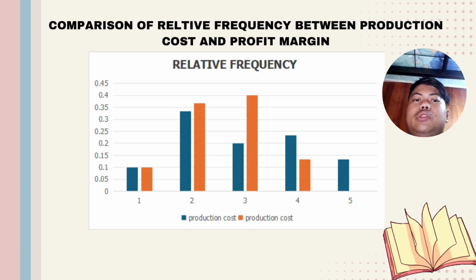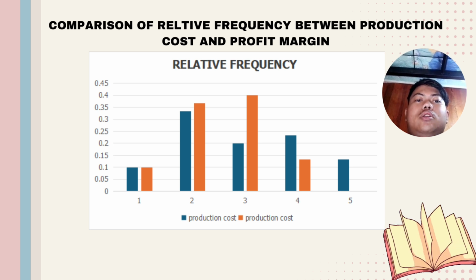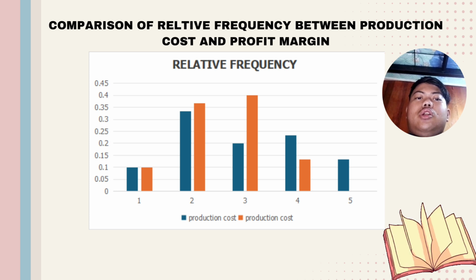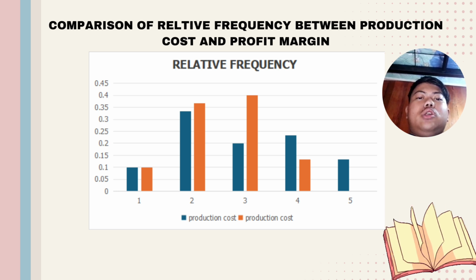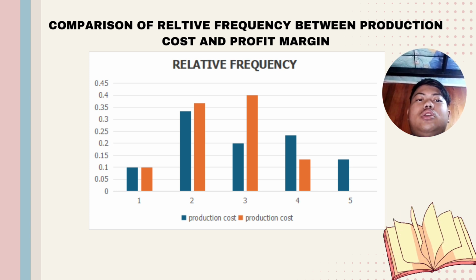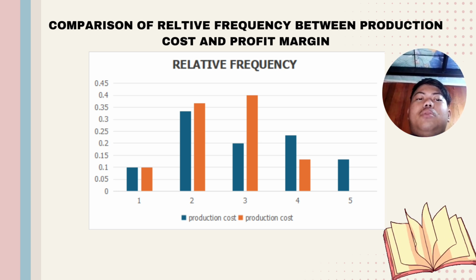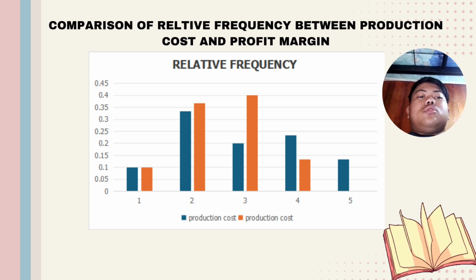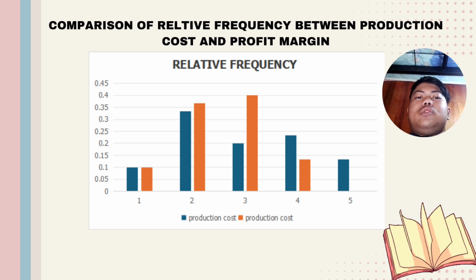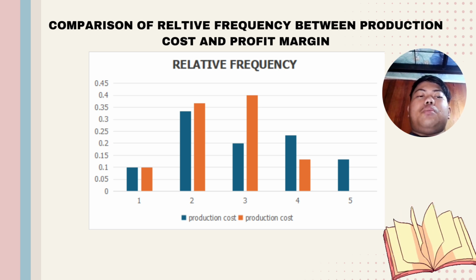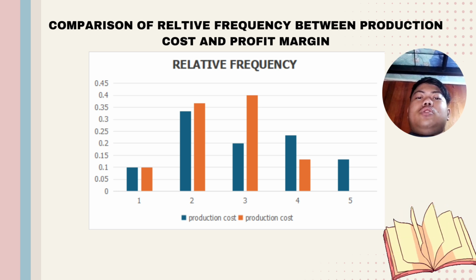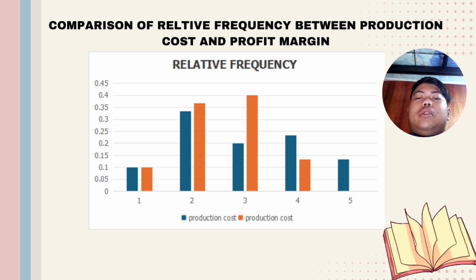Next, relative frequency helps us standardize the data, showing the proportion of occurrence in each category. For example, the relative frequency of production costs in the 21 to 40 range is 0.33, meaning it makes up 33% of our total data. Similarly, the relative frequency for profit margin in the 15 to 21 range is 0.4 or 40%.